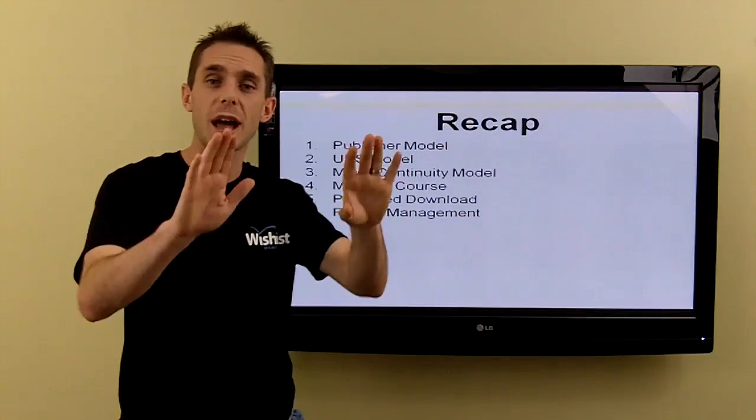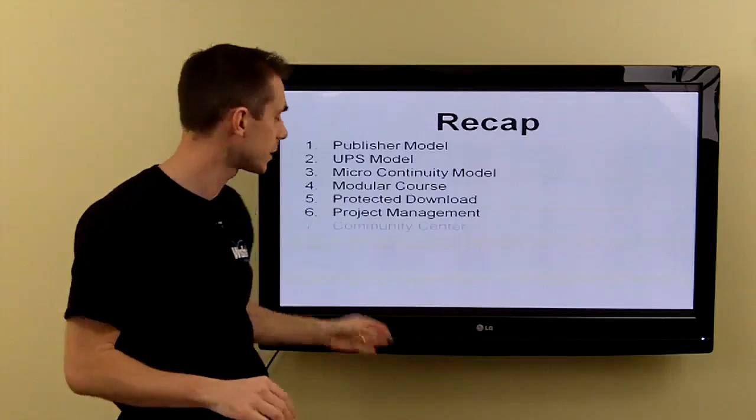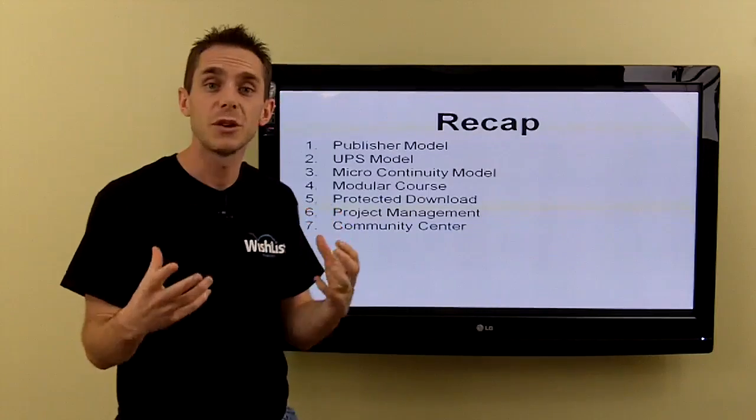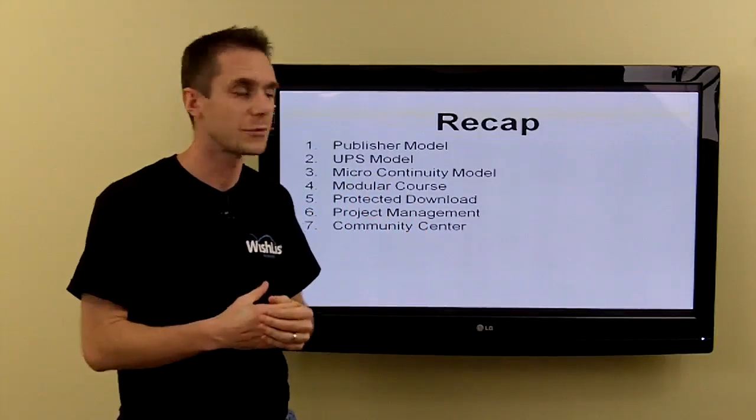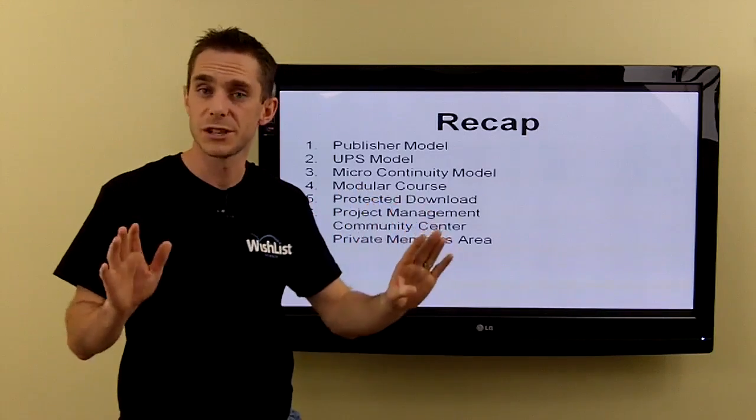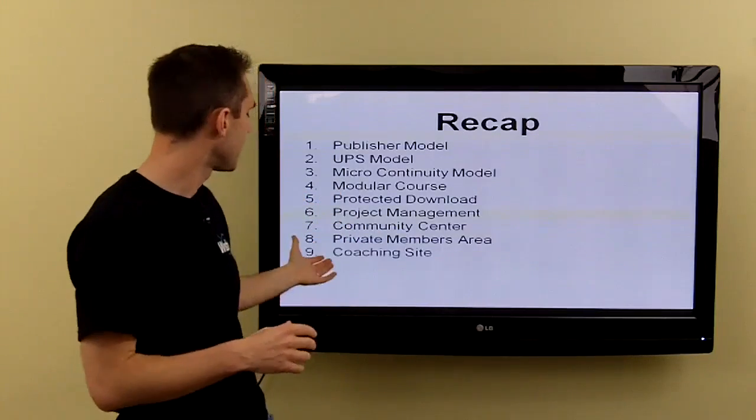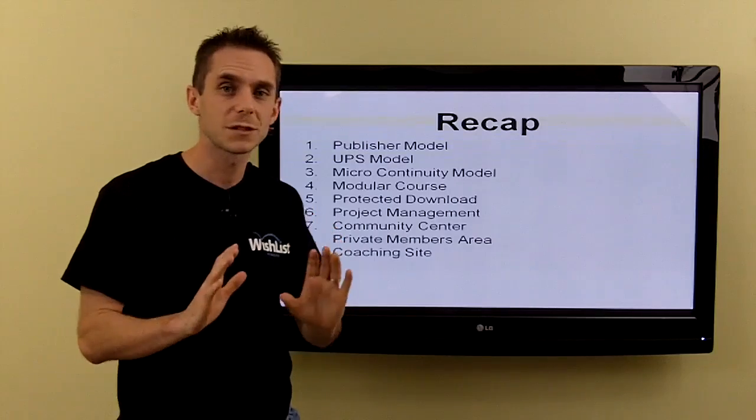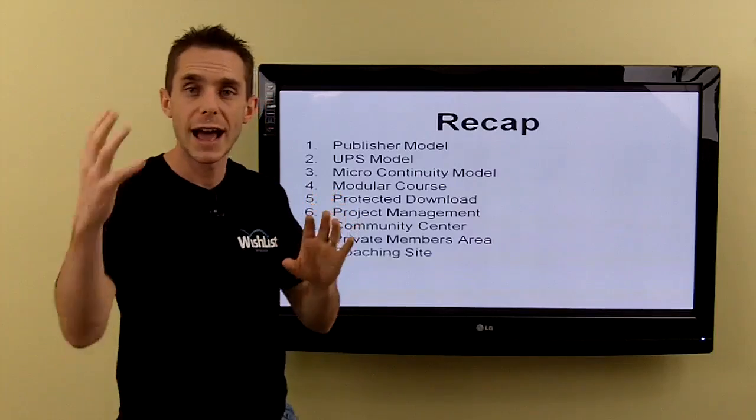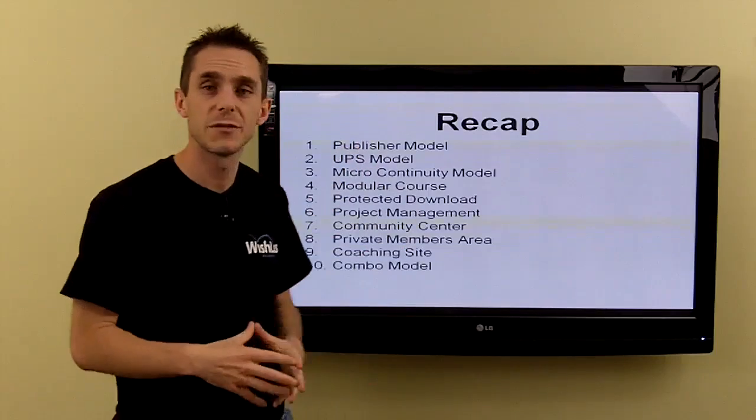Model 6 is the project management area. So this is perfect if you have or are working on virtual teams and you want a common place to be able to come together and organize your projects. Number 7 is the community center. It's a central place where people can communicate on a shared topic or subject matter. 8 is the private members area, where you perhaps provide resources and materials, and you could also have communication for a selected group of people. 9 is the coaching site. It's a more personalized experience, specific area to each coaching client, and also giving them access to the shared resources. And 10 is the combo model, using elements of any of those.